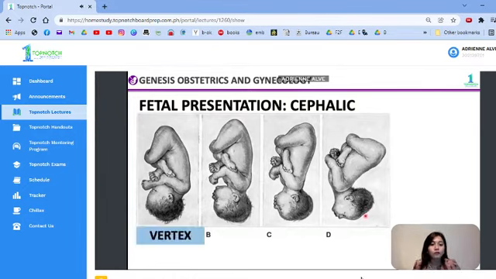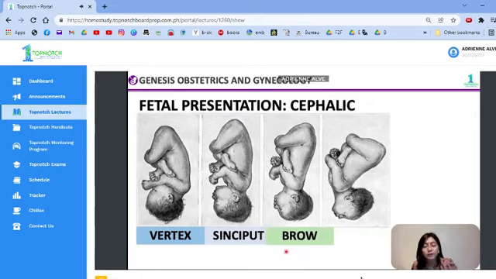Alright? So as I mentioned, the vertex presentation is the fully flexed version of your cephalic presentation. So kapag partially flexed siya, it's sinciput. So ang makakapa mo dito is the anterior fontanelle. The vertex is the posterior fontanelle. Next is brow presentation. So si brow ang makapalpate mo. This is when the head is partially extended. Pag fully extended siya, you get a face presentation.